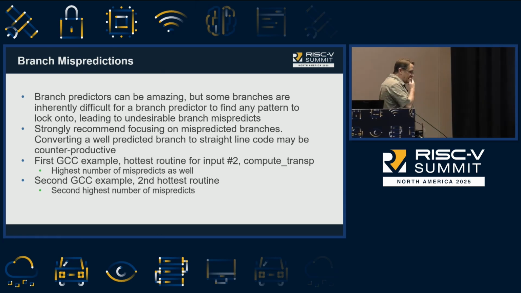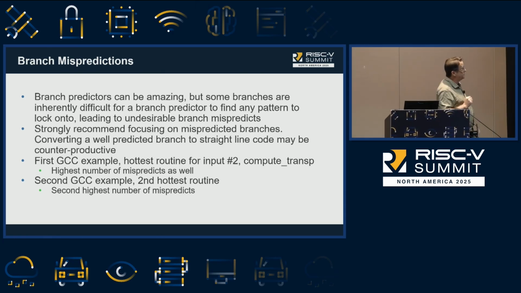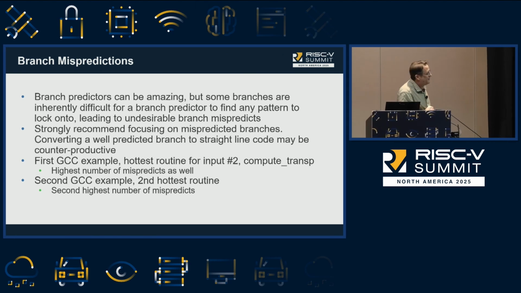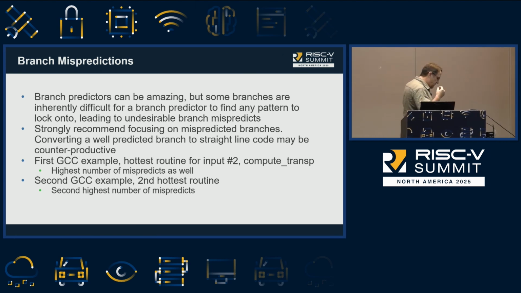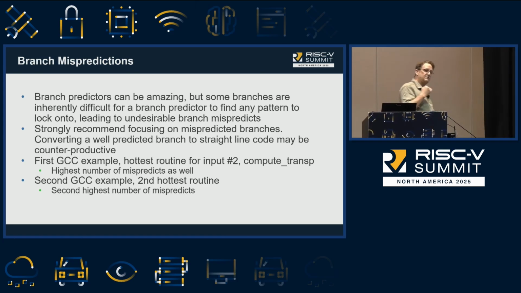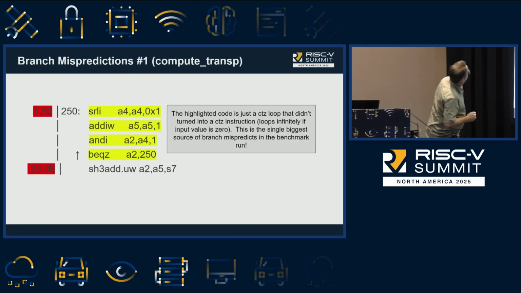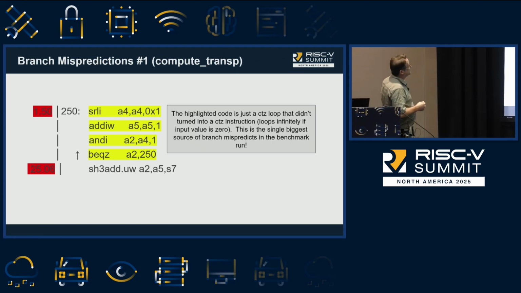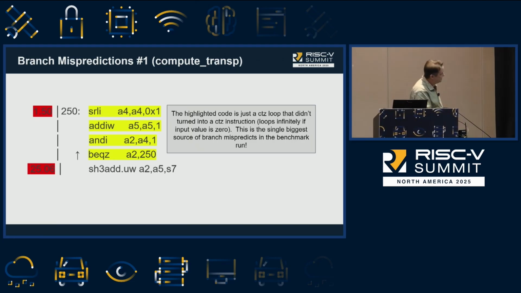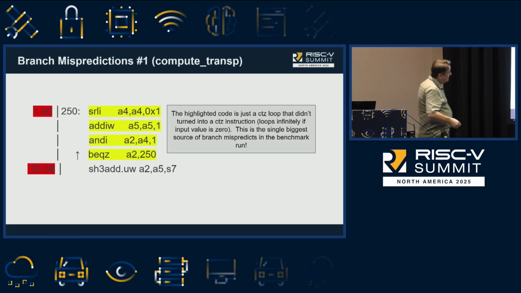So I happen to be looking at GCC input 2 from SPEC 2017. I don't remember why, but I saw an interesting quirk. The top 2 functions in terms of cycles also happen to be the top 2 functions in terms of branch mispredicts. So what was going on? So this is compute_trans_p. It's a part of GCC's global CSE algorithm. I actually wrote this, I think, in '98.